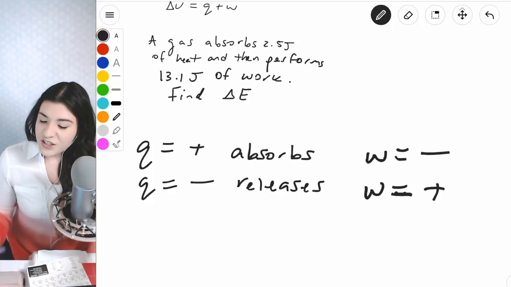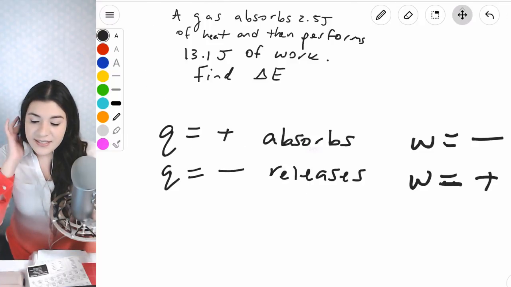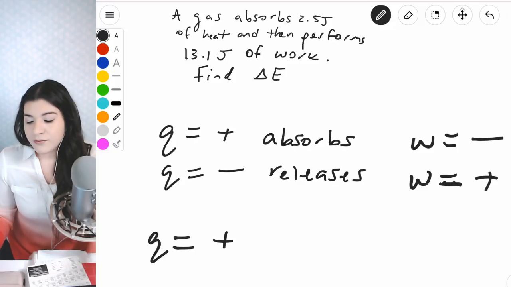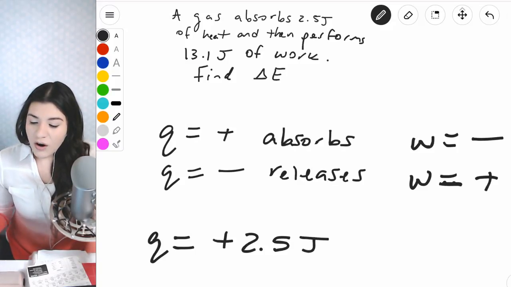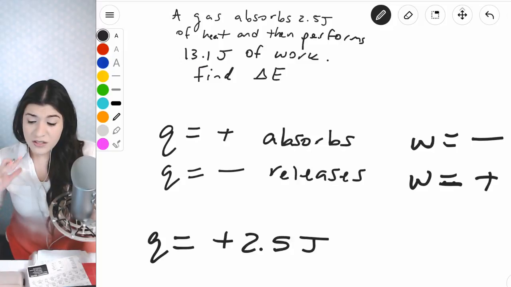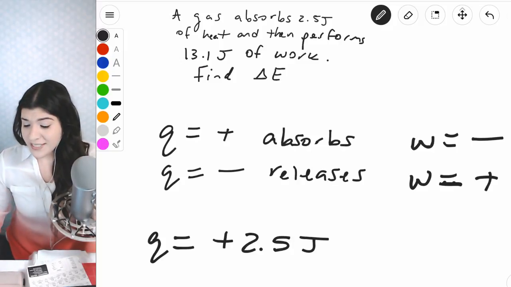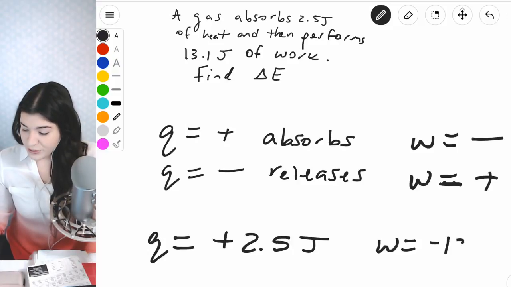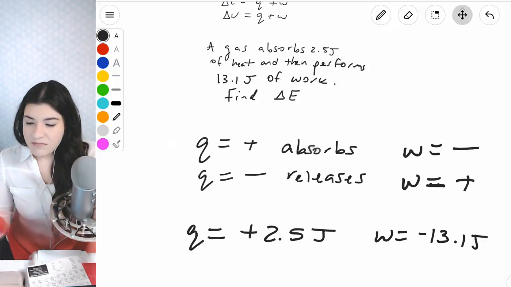Now, for this specific question, our gas is absorbing that heat, so we know that this is a positive 2.5 joules. And then our system, which is the gas, is performing work, so that must mean that it's negative. So our W is negative 13.1 joules. Last thing is just add them together.